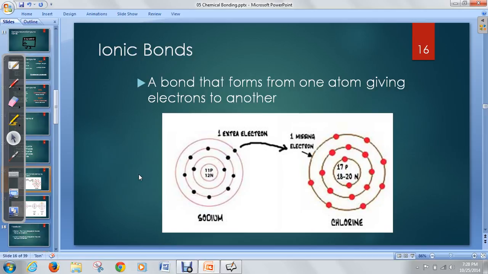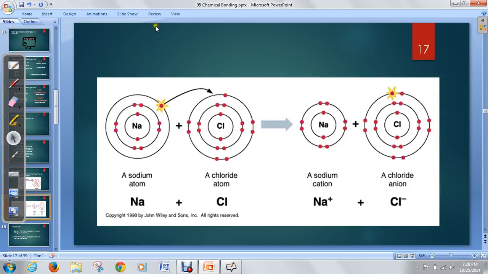An ionic bond is a special bond that forms when one atom is going to give an electron to another. So down here, here's an atom. It's going to give this extra electron away to this guy over here who needs just 1 more. Here's a better picture of this. You probably have heard of sodium chloride, or salt, right? Well, this is an ionic bond.